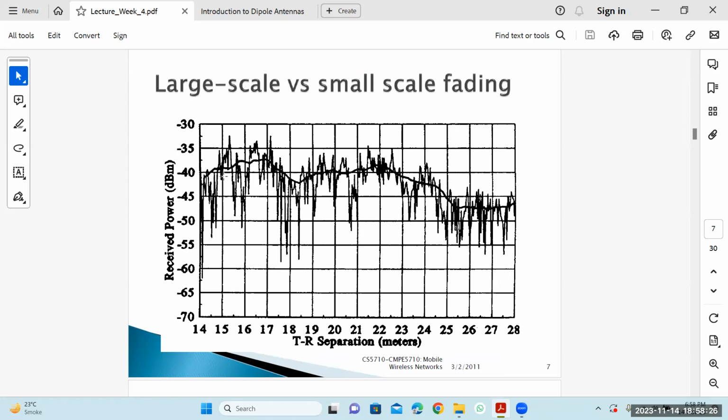But as far as small scale fading is concerned, on top of this line you see variations of significant value. For example, this peak and this peak have a huge difference between them, a difference of like 10 dBm, which is very significant. And just by moving less than 1 meter, you see a significant drop in the signal strength. So this is the example of small scale fading, whereas the line in the middle is an example of large scale fading.